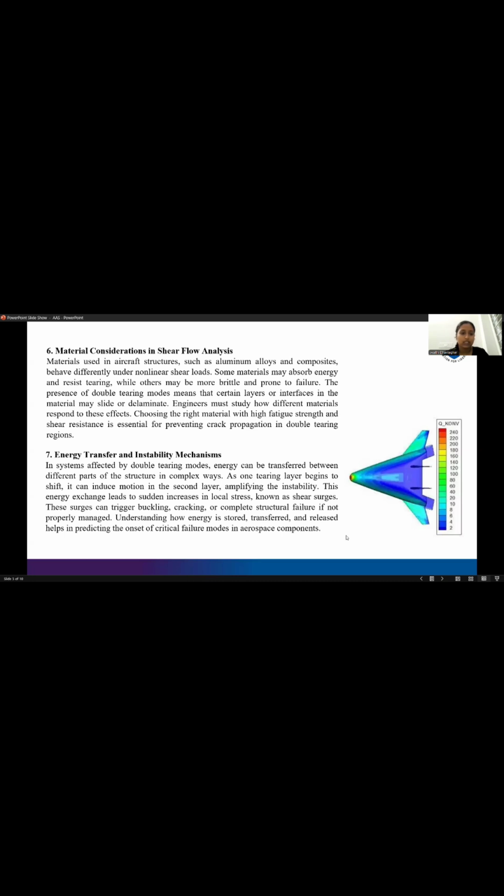This energy exchange leads to sudden increases in local stress known as shear shocks. These surges can trigger buckling, cracking, or complete structural failure if not properly managed. Understanding how energy is stored, transferred, and released helps in predicting the onset of critical failure modes in aerospace components.